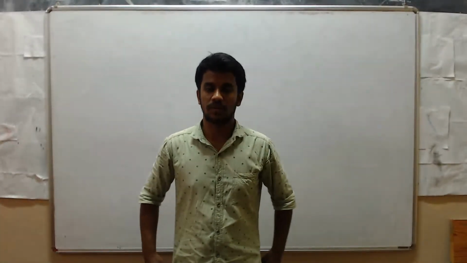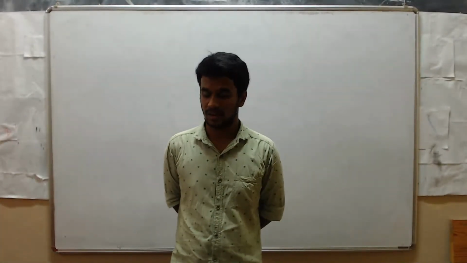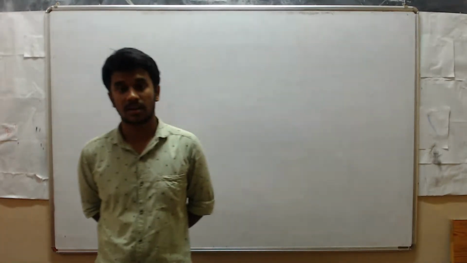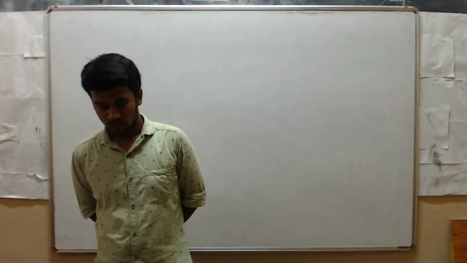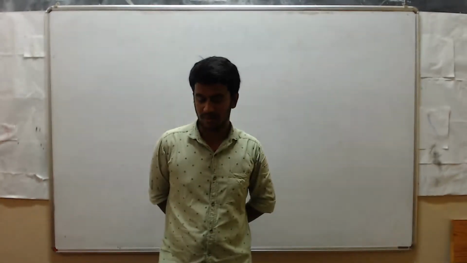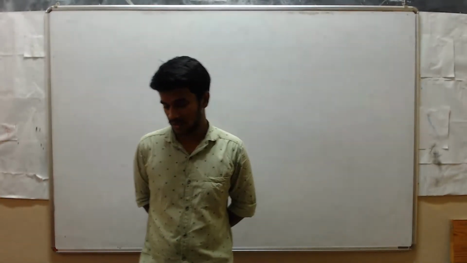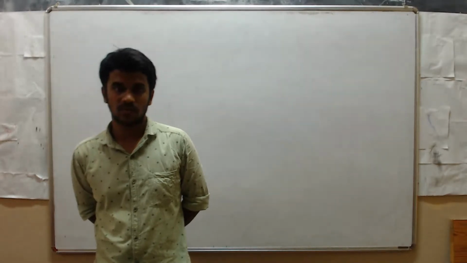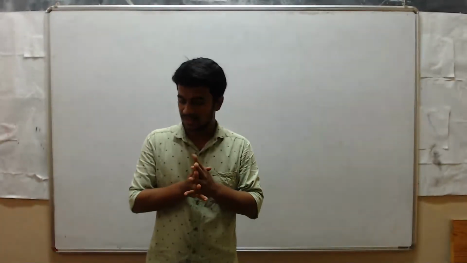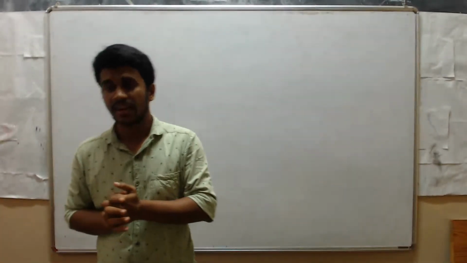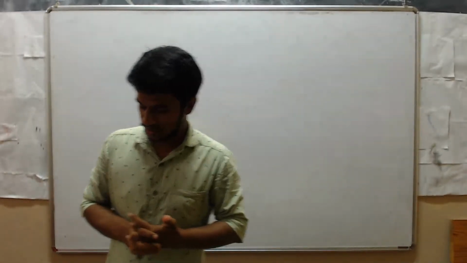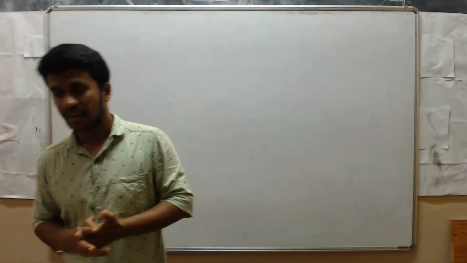Today we will start a new chapter, the human eye and the colorful world. The working of the human eye we have already seen earlier. First we will discuss the colorful world. But before that, we will discuss the defects of vision and their correction. So what are the defects of vision and their correction?